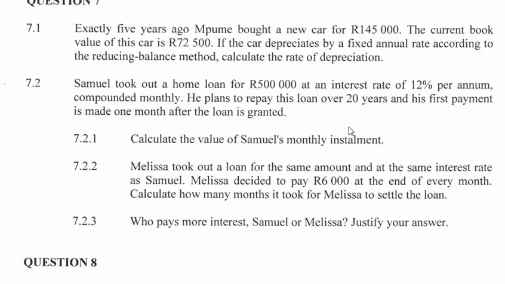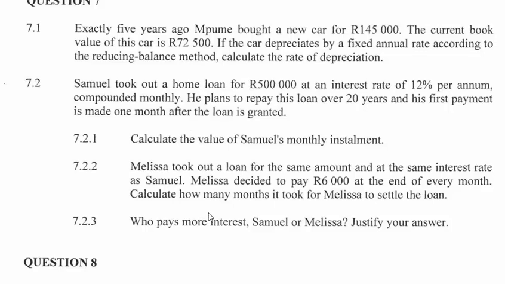Okay, we know how much he's taking out. We know how many installments he's going to make: 20 times monthly installments, so 20 times 12. That's how many installments he's making. We know the interest. The only thing we don't know is how much he's paying every month. So that's the first question.